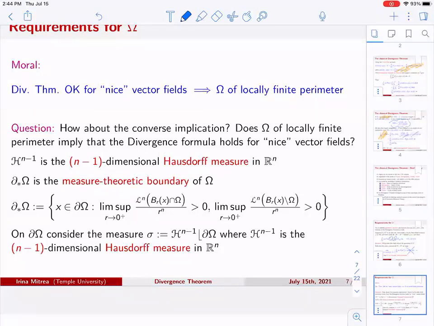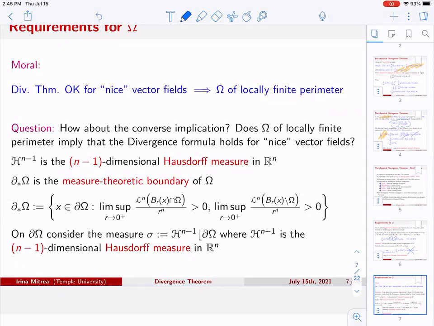How about the converse implication? Does omega of locally finite perimeter imply that the divergence formula is valid for nice vector fields? In order to answer this, which is a much more difficult question, and to state a famous result, I will need a little bit more notation.